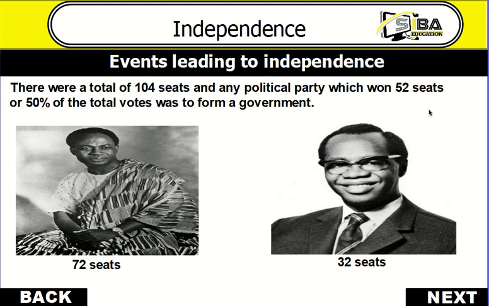At the end of the 1956 elections, there were a total of 104 seats. And it was said that any political party which won 52 seats or 50% of the total votes was to form a government. At the end of the elections, Dr. Nkrumah's CPP won 72 seats, and Dr. Abrefa's UP won only 32 seats, which meant that Nkrumah was to form a new government in 1956.